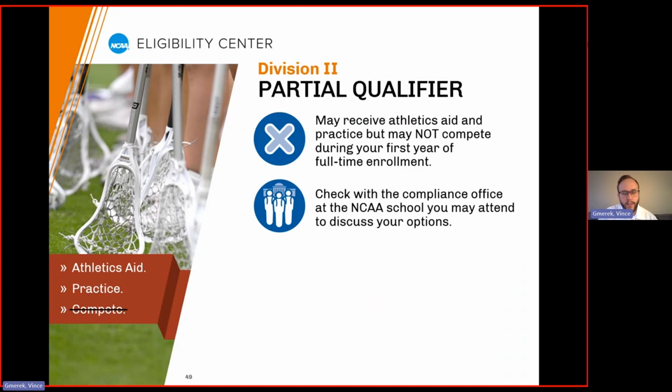Same as non-qualifiers for Division I, however, if you end up being a Division II partial qualifier, it's very important for you to check with the NCAA school's Athletics Compliance Office to determine if there are any additional steps you can take to discuss your options as you proceed with your certification.